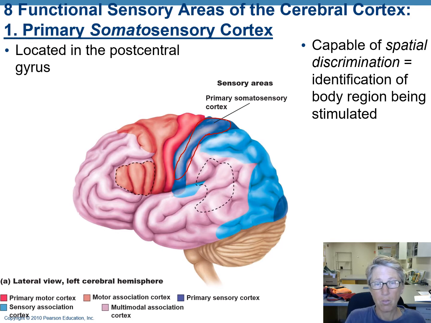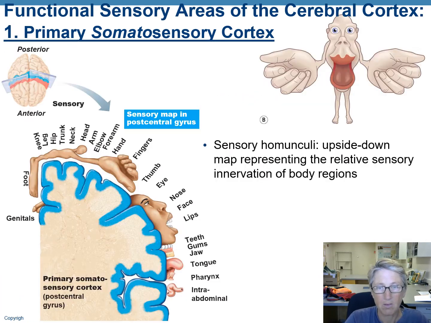So when a certain region of your body is being stimulated, for example, your fingertips, if you touch a feather, the primary somatosensory cortex would be able to distinguish that. And we saw this motor homunculus in the previous video. Now you have a sensory homunculus. So all these areas of the cerebral cortex in blue correspond with an area of your body.